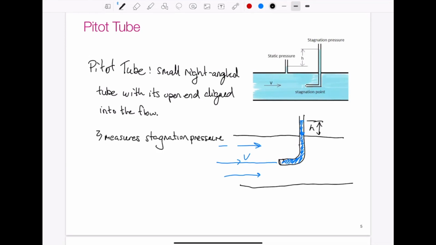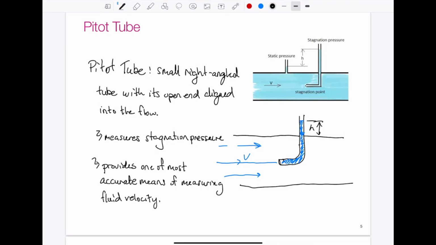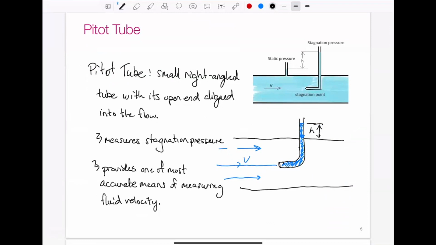And this is because the streamline going right to the end of that pitot tube, the fluid inside that pitot tube is not moving. So that streamline is going to come to a zero velocity. It's going to stagnate right at the end of that pitot tube. So the pressure that it'll measure would be the stagnation pressure, and it provides one of the most accurate means of measuring the fluid velocity. So a pitot tube is just a right-angled tube with its open end aligned into the flow. That's the most important thing to remember, and it measures stagnation pressure.